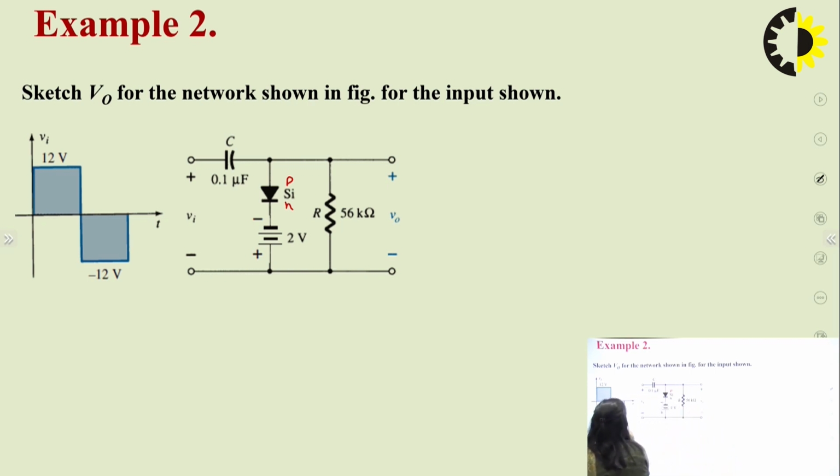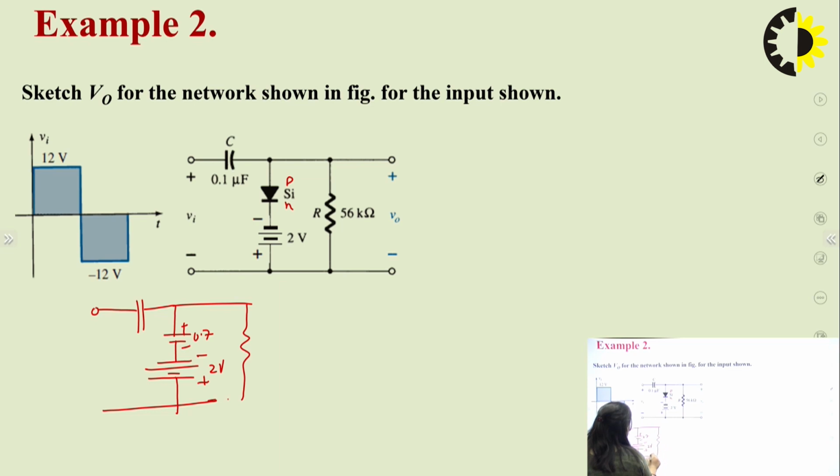So the equivalent circuit in that case will be like this: this is our capacitor and the diode will be replaced with a 0.7 potential because this is a silicon diode, and here this is minus plus 2 volt, and here also the resistance is there, so V0 plus minus, and this is for 12 volt plus minus.